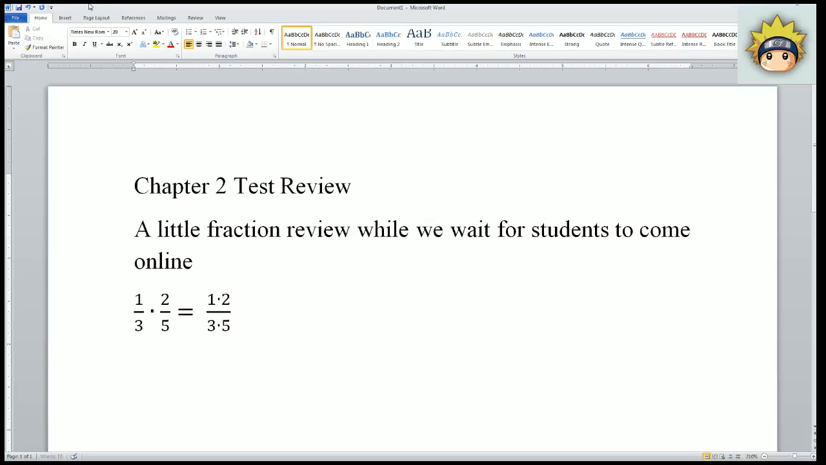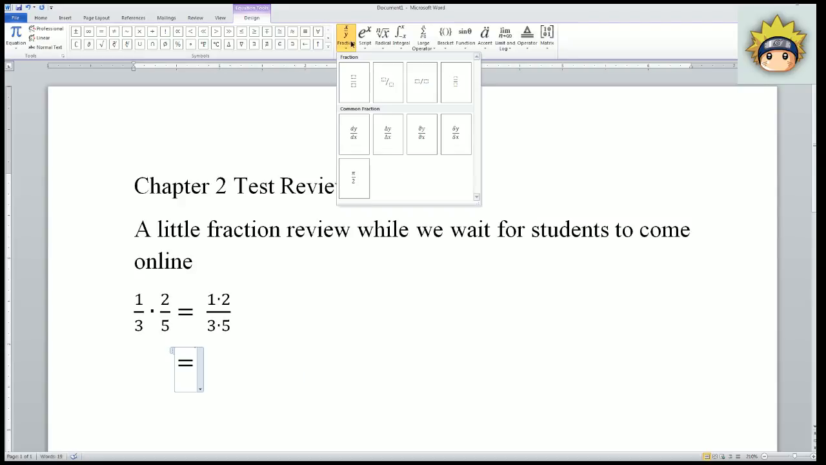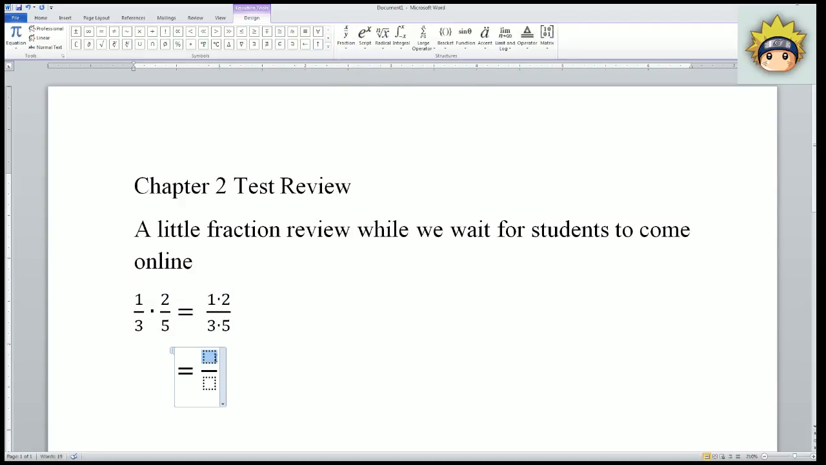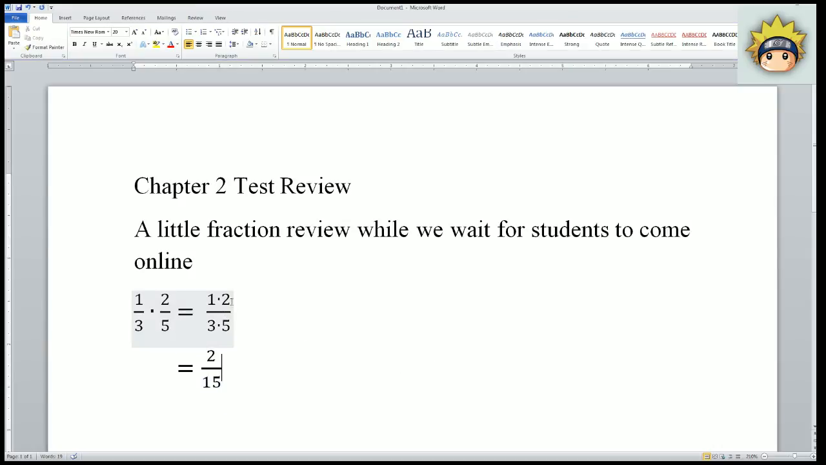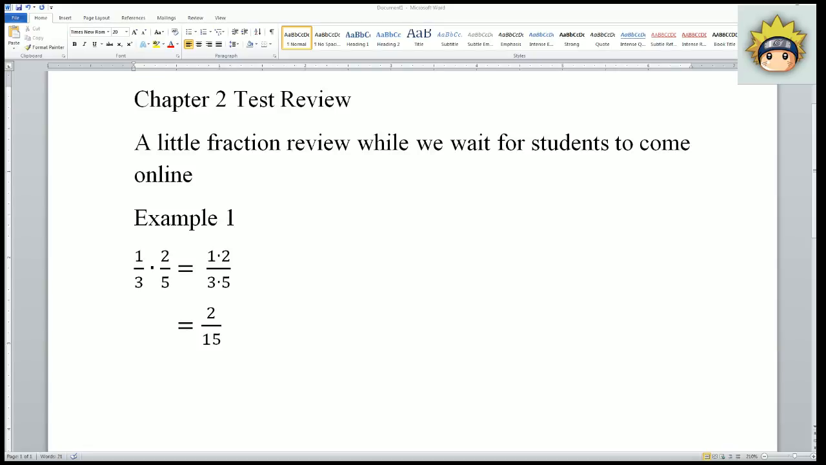Which is equal to, when we multiply across, 1 times 2 is 2. 3 times 5 is 15. Okay. That would be your first example. This is just going over how to multiply fractions.